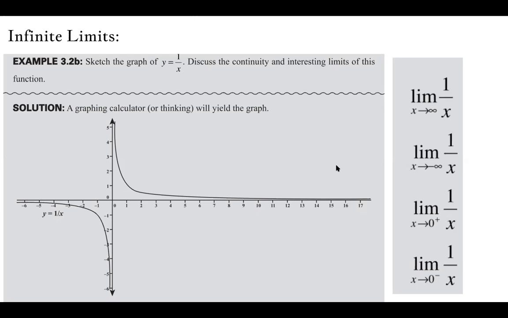So if we plugged in something decreasing without bound, like negative 1 million, then what is happening to the function? It would be negative 1 over 1 million, which is a very, very small negative number. Now, what if x is negative 1 billion? Then it would be negative 1 over 1 billion. So it's getting really, really small as x is going to negative infinity.